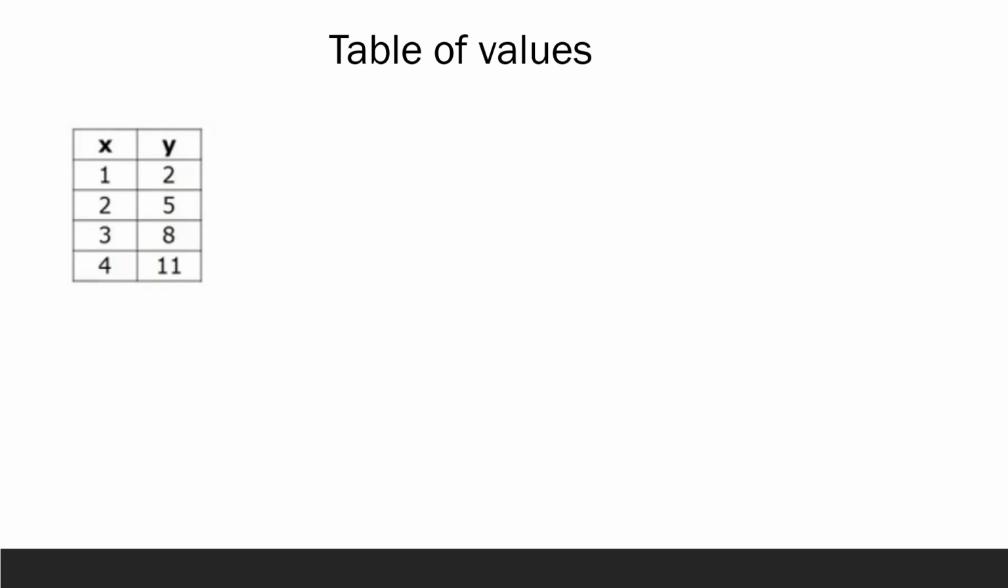Now let's see how we can determine this if we have a table of values. So here's a table of values, and you're going to take a look at your y's, and you're going to ask yourself, what do I have to do to 2 to get to 5? Well, I can add 3. And then from 5 to get to 8, I could add 3 again. And 8 to get to 11, I can add 3. So if I'm adding or subtracting a constant amount, it would be a linear function.